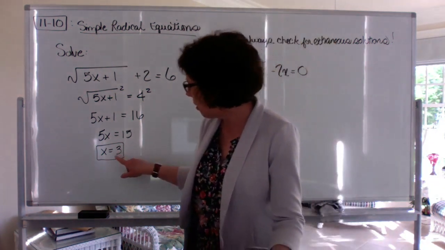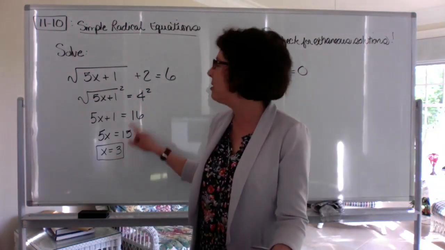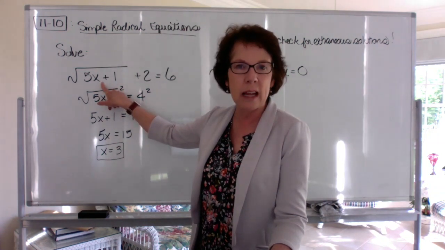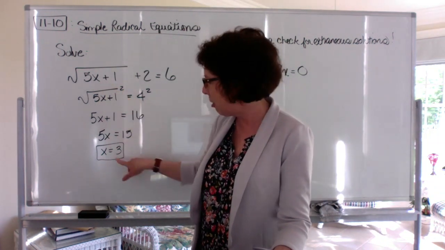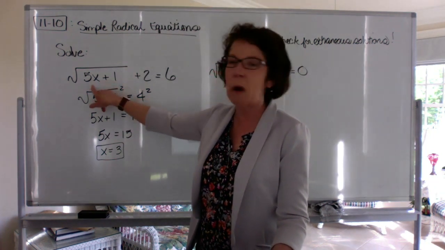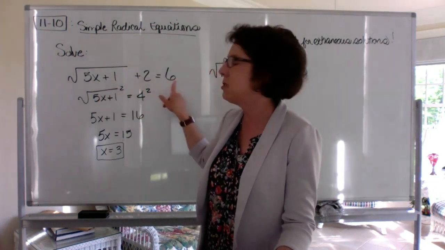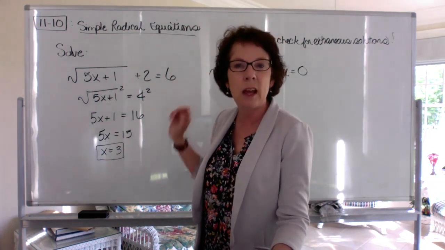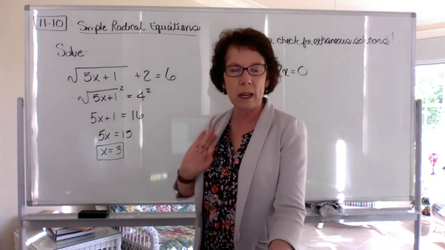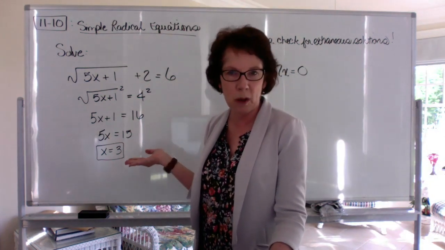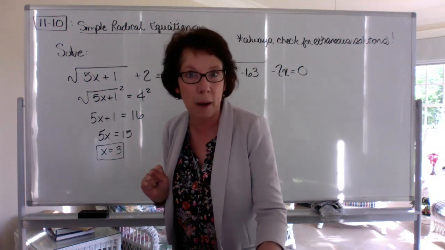So since I've had to square both sides, I'm going to look at 3 and plug it into the original equation to see if my equation is true. If I plug in 3 here, I get 15 plus 1. The square root of 16 is 4, and 4 plus 2 is 6. So that one works. We can keep it boxed. I usually don't box them until I check them, but this one works. So we're good, we don't have to unbox it.